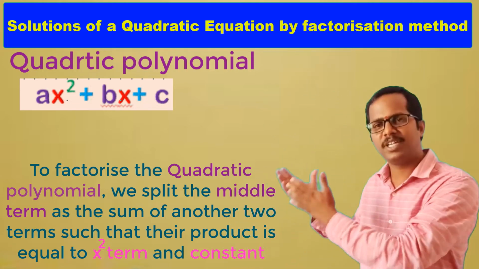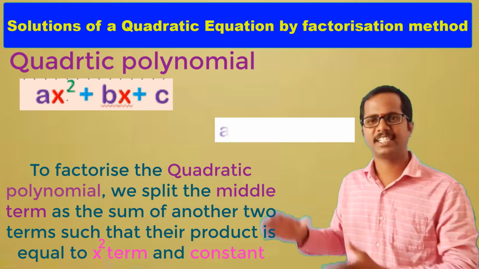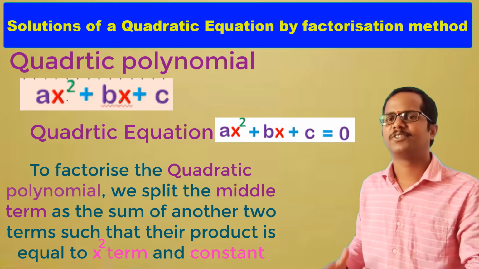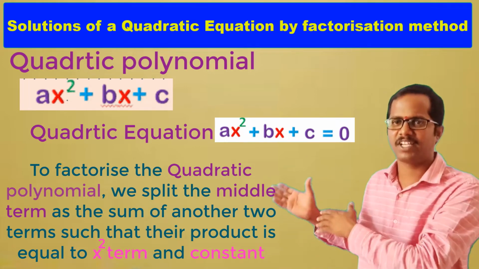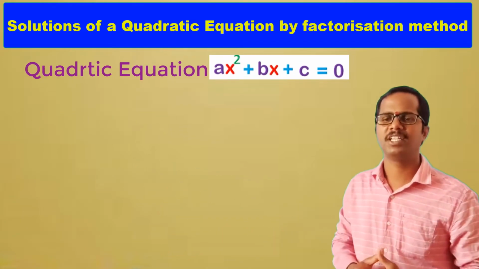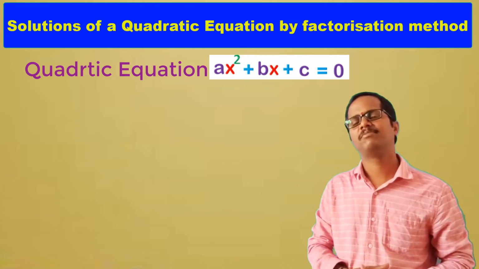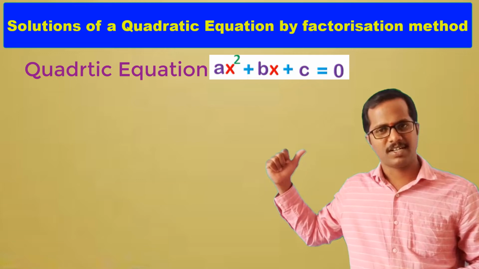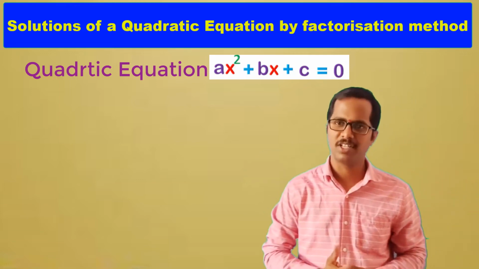So ax square plus bx plus c is a quadratic polynomial, and ax square plus bx plus c equals 0 is a quadratic equation. To find the roots or solutions of a quadratic equation, we simply need to split the middle term using the same process that we did for finding the zeros of a quadratic polynomial.